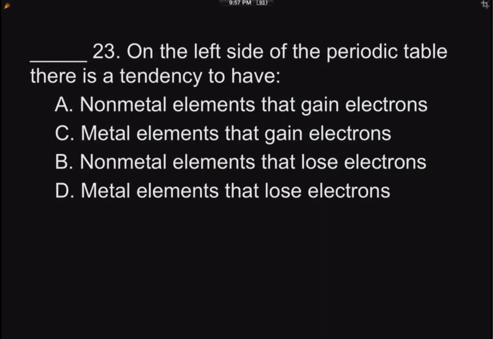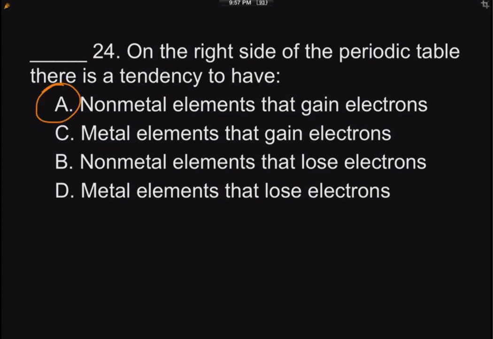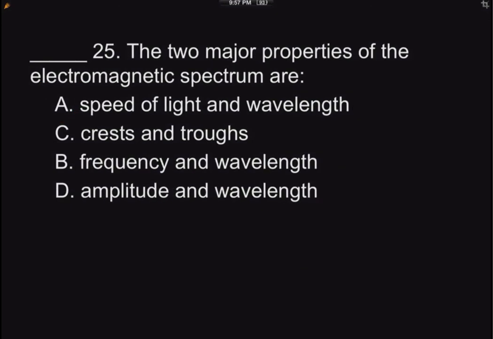Elements on the left side of the periodic table tend to be metal elements. Left-hand side of the periodic table is all metals, and metals always lose electrons. The right side of the periodic table is where you have the nonmetals, and all the nonmetals tend to gain electrons. 2 properties of electromagnetic spectrum are frequency and wavelength.